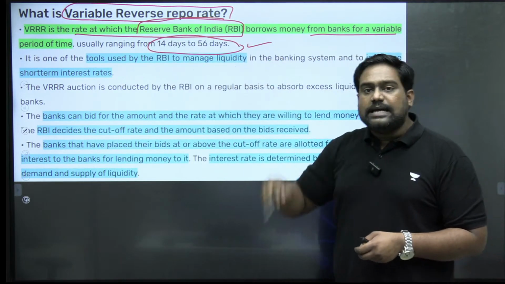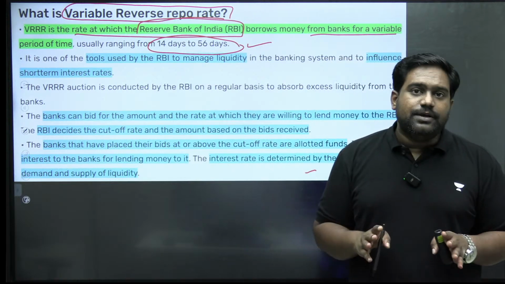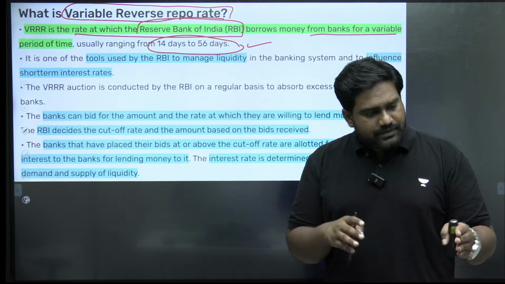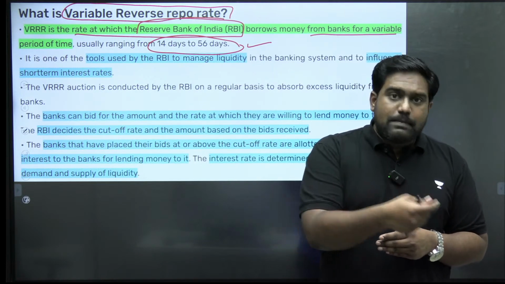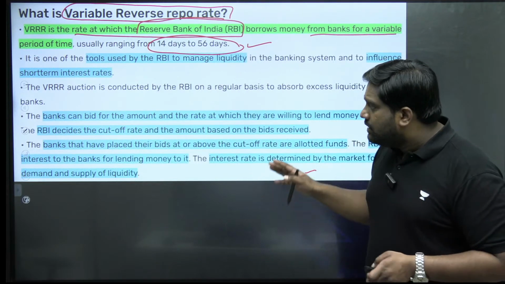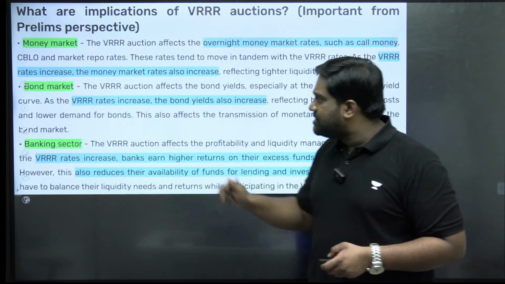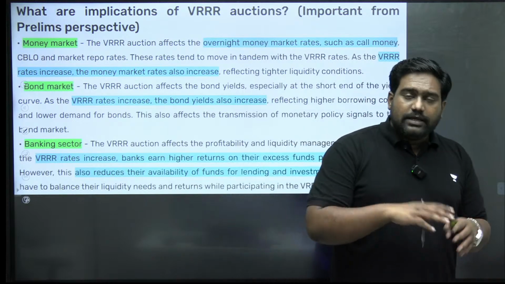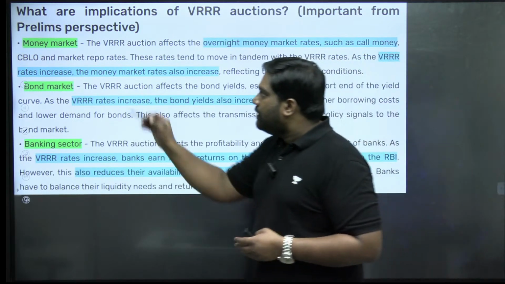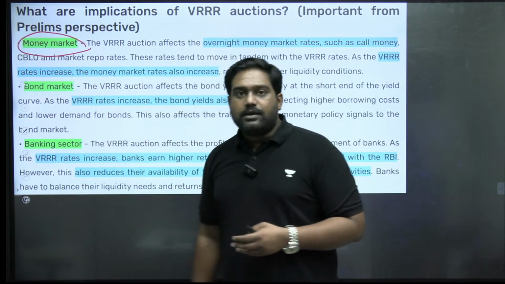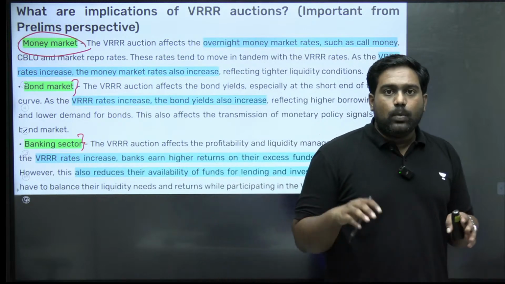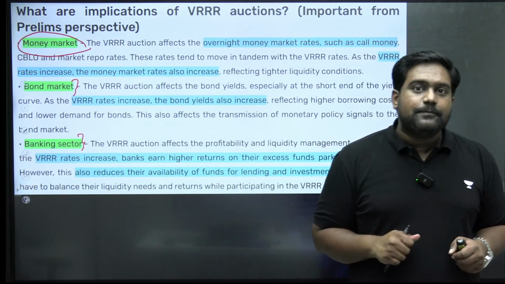The variable here is the time period, 14 days to 56 days. So when for the short term, the money is parked with the RBI, the liquidity is sucked out. And banks are making a profit. They are getting interest paid by the RBI. Now, the important thing you need to understand is, how does this affect other macroeconomic factors? There can be a prelims question based on this. What will happen in the money market? What will happen in the bond market? What will happen to the banking sector when VRRR auctions are conducted?